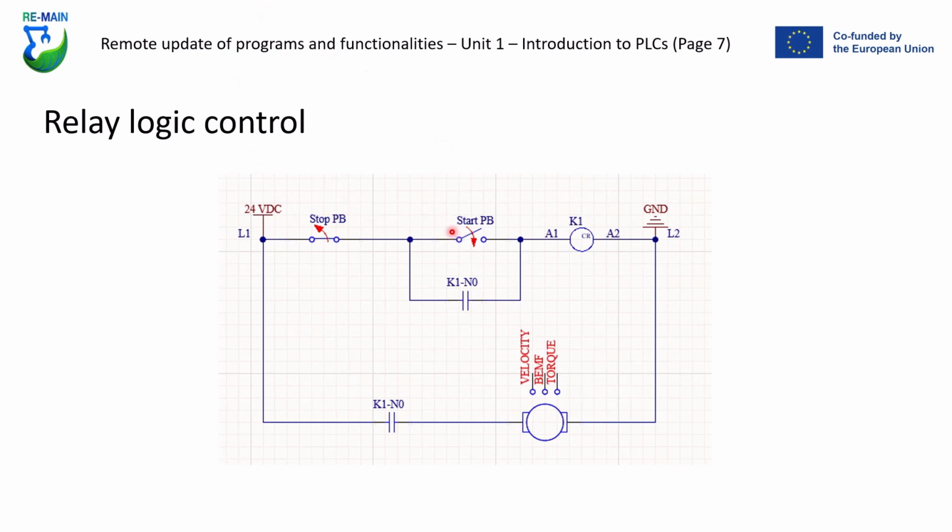When the start button is pressed, the relay coil is energized and the contact closes. The closed contact energizes the motor. It also energizes the relay coil, so it remains energized and the contact remains closed even if the start button is released. The only way to de-energize the coil and thus open the contact is by pressing the normally closed stop button.